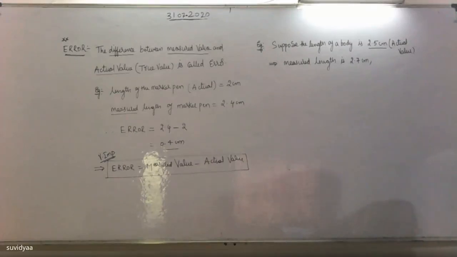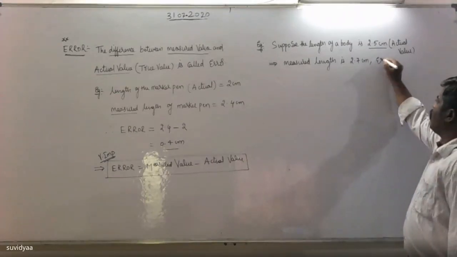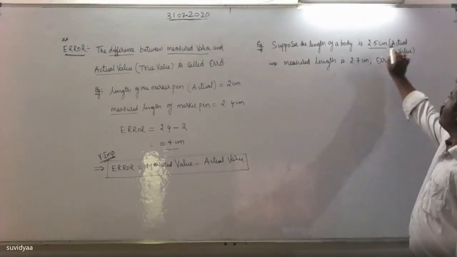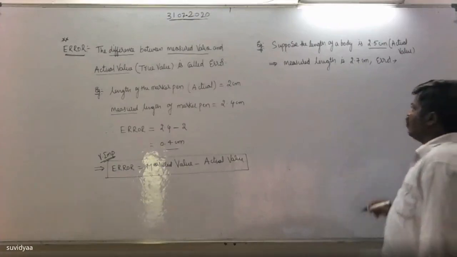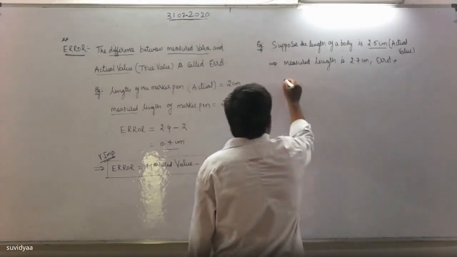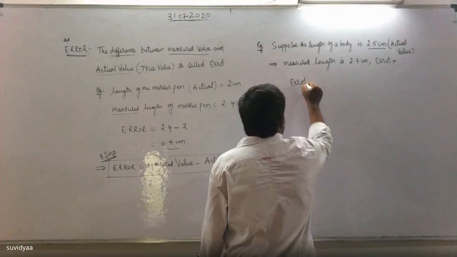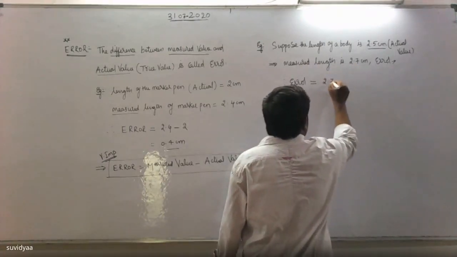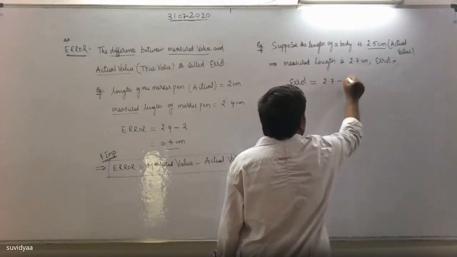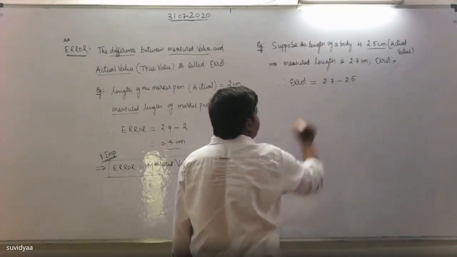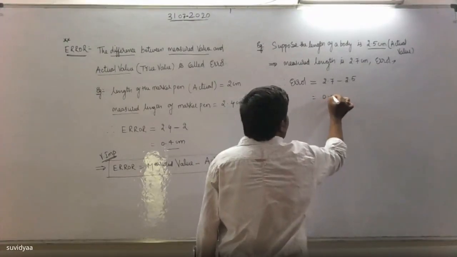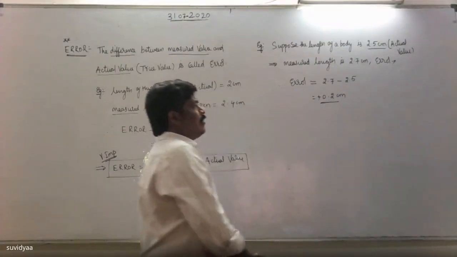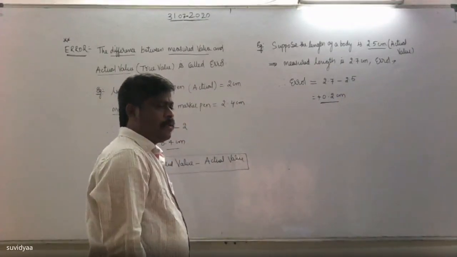Then what is the error? Tell me. Measured value minus actual value. Yes or no? Error is nothing but measured value. What is the measured value? 2.7 minus actual value 2.5. So what is the answer? 0.2 centimeter. So this is positive, plus 0.2 centimeter.